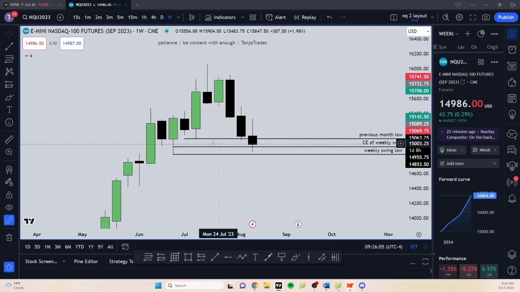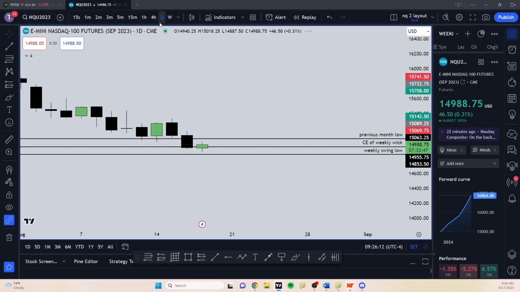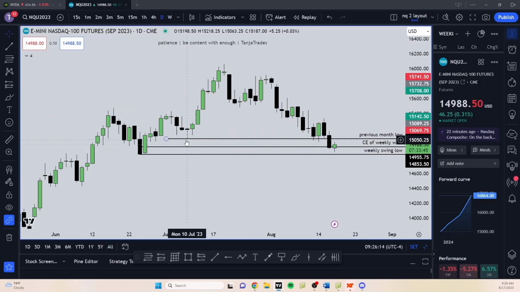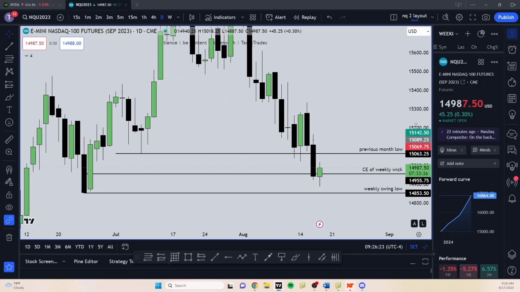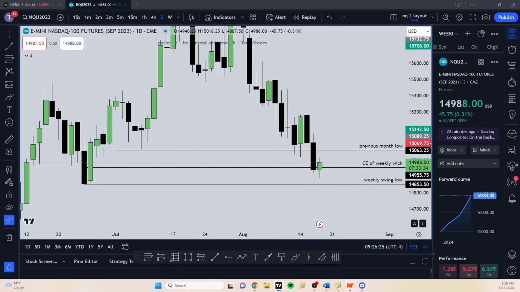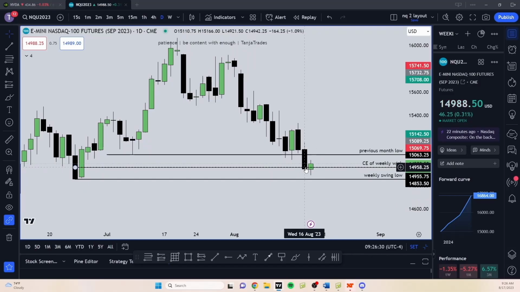Okay, so here's an example of how I start out my day. I look on the weekly. I notice that the consequent encroachment of the weekly wick is a level I was looking at. And the day before, we closed below that level, along with closing below the swing low before it, created by those three candles, along with another swing low. So my bias for the day is bearish. I think that we're going to continue lower.